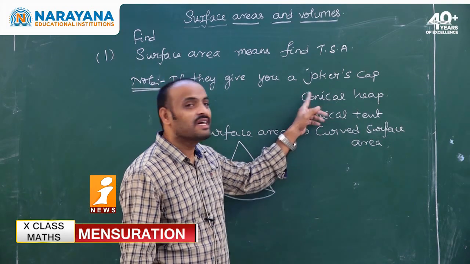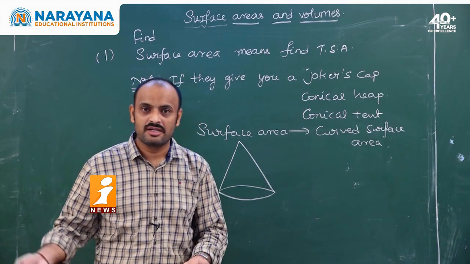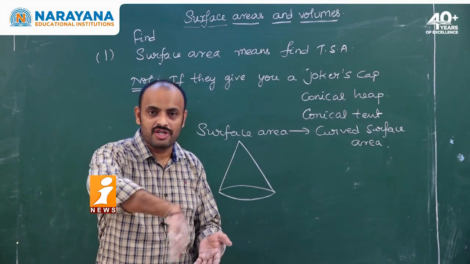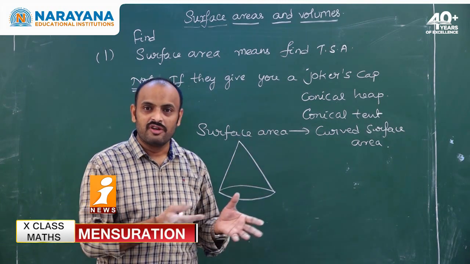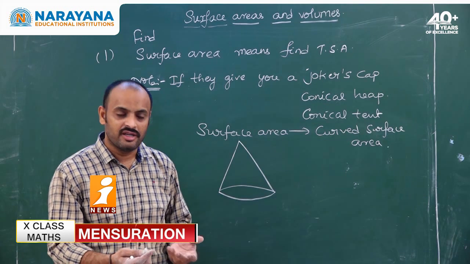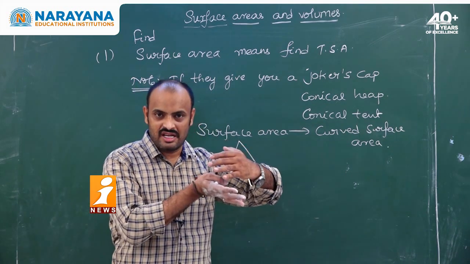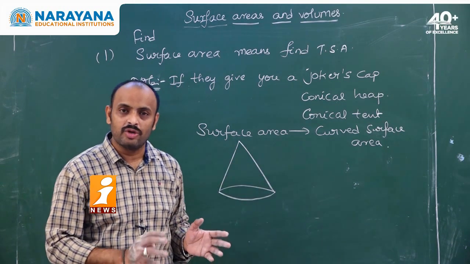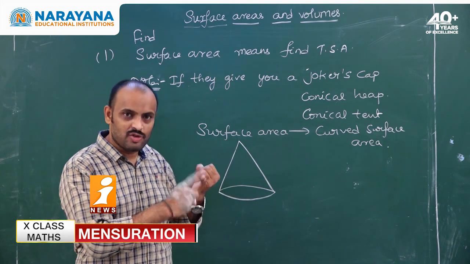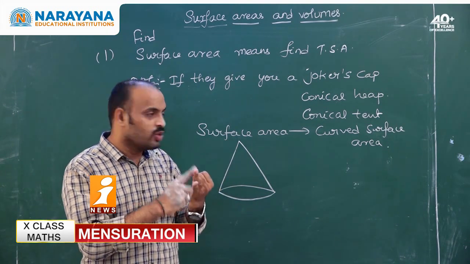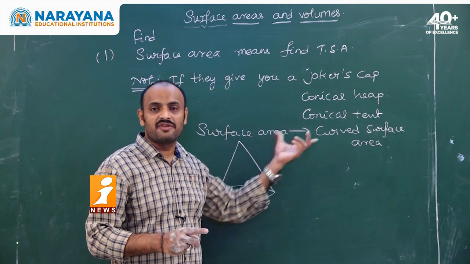At the same time conical heap, it is already poured on some place, so we can cover only curved portion, we cannot cover the bottom portion of the conical heap, whether it is rice or whether it is wheat. If they pour on some ground and they are making it as a conical shape, we cannot cover it at the bottom, we can cover only side portions. So when it comes to joker's cap, conical heap, conical tent, surface area means curved surface area.